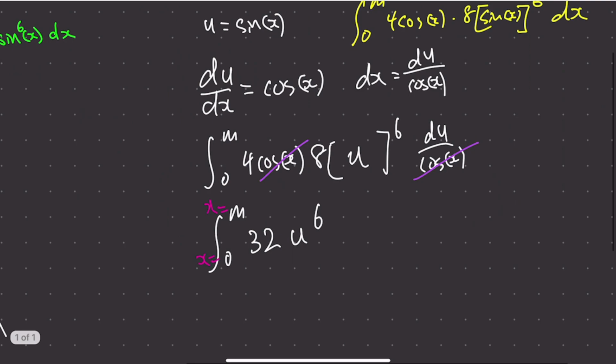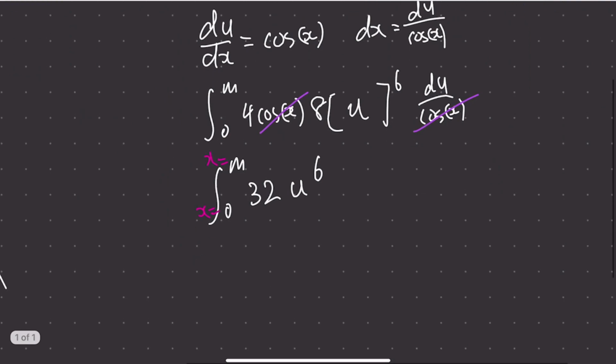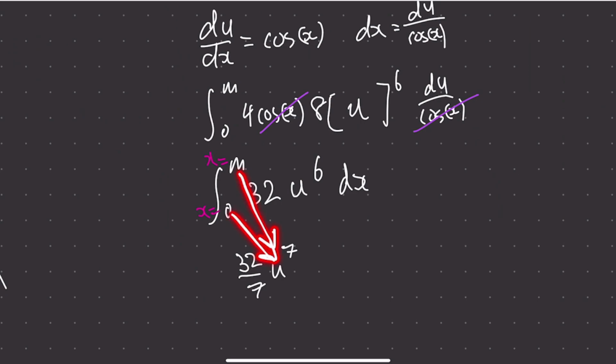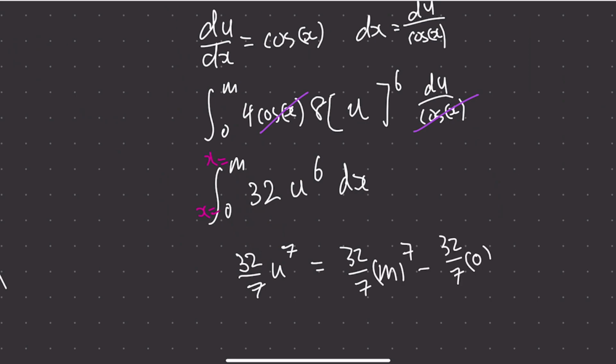Why is this important? Here's why it's important in the next step. Normally, if you were to do this definite integral, what will you do? Oh, 32 u to the power of 6, okay? So the integral will be 32 over 7 u to the power of 7, right? Okay, simple. And then what you would do normally is substitute this m into here, and then this 0 into here, and do subtraction like this. So 32 over 7 m to the power of 7 minus 32 over 7, 0 to the power of 7, right?